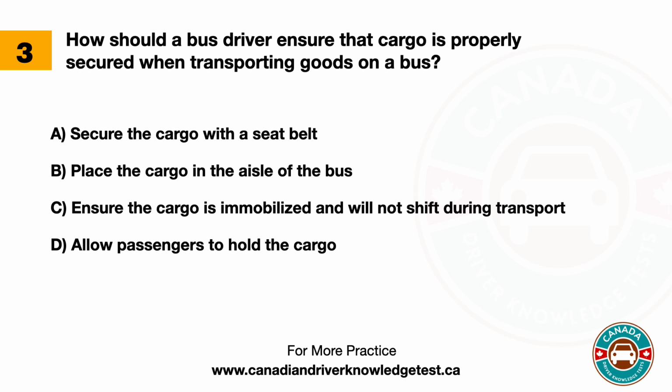Question 3. How should a bus driver ensure that cargo is properly secured when transporting goods on a bus? A. Secure the cargo with a seatbelt. B. Place the cargo in the aisle of the bus. C. Ensure the cargo is immobilized and will not shift during transport. D. Allow passengers to hold the cargo. The answer is C. Ensure the cargo is immobilized and will not shift during transport.